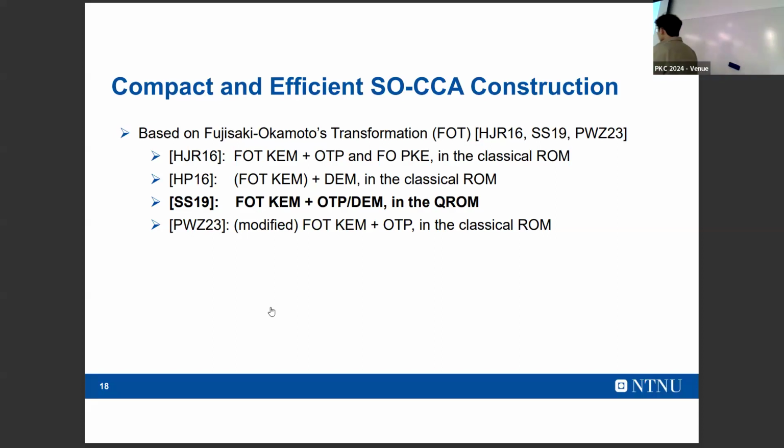And if you want to have a compact and efficient SO-CCA construction, a good starting point is to consider the Fujisaki-Okamoto transformation, because the FO transformation preserves the compactness of the underlying PKE scheme. And there are several constructions in the literature. Here we want to highlight one construction, which is in the quantum random oracle model from SS19.